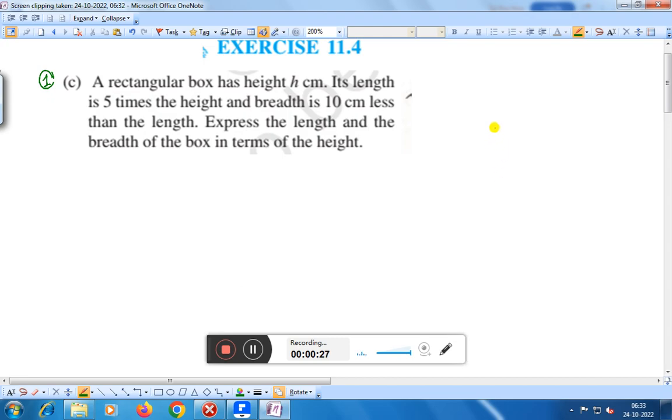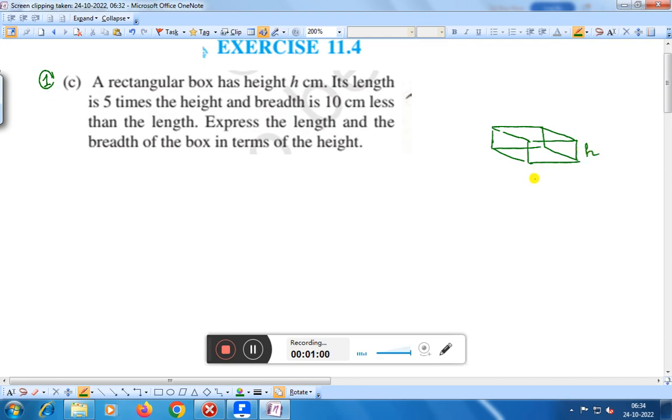Suppose this is a rectangular box. Here, height is given as h, right?